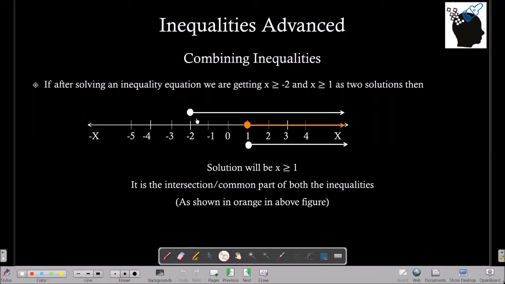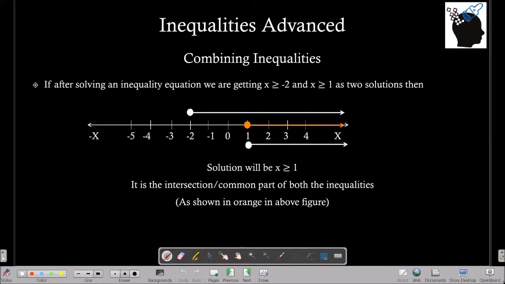If we plot x is greater than or equal to -2, we are going to get this line. And if we are plotting x is greater than or equal to 1, we are going to get this line. Now our final solution will be the solution which is common in both of them. And in this case, it is nothing but x is greater than or equal to 1. Remember this concept because we are going to use this while solving the problems using method 1.